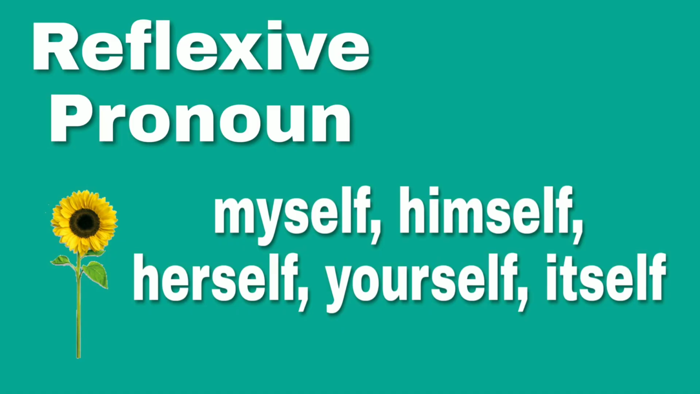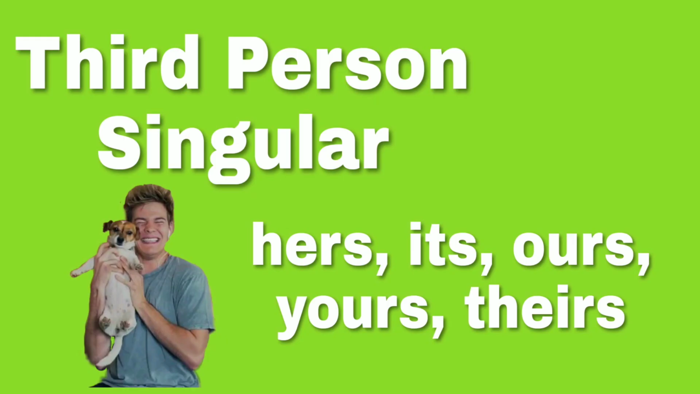So let's get started. Reflexive pronouns are used to discuss verbs that one or something does for their own self. They include myself, himself, herself, yourself, and itself. For example, the flower was planted by itself.